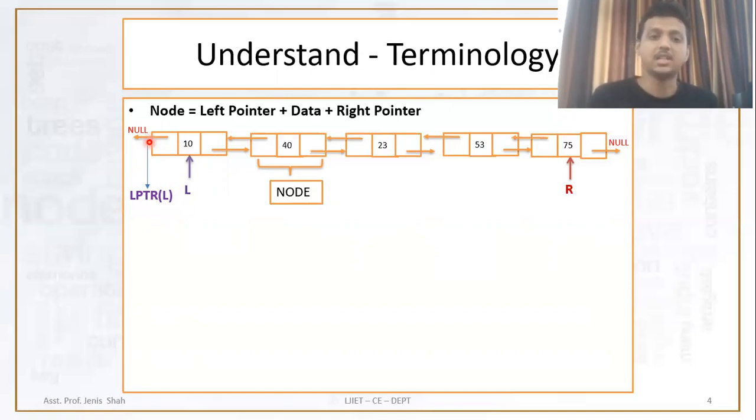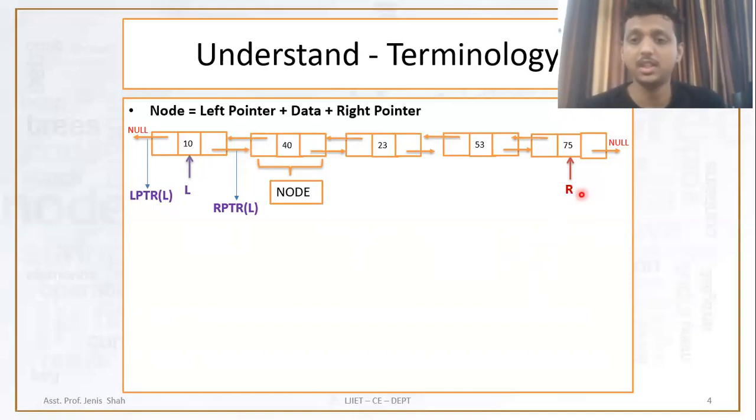Clear? Now, next is about this link. This is the right pointer. The right pointer of which node? L node. So it is known as RPTR of L. So if this is L, what is the name of this node? RPTR of L, because L is pointing over here. Which link is pointing to this node? It is known as RPTR of L. Fine. Okay, so let's go ahead.